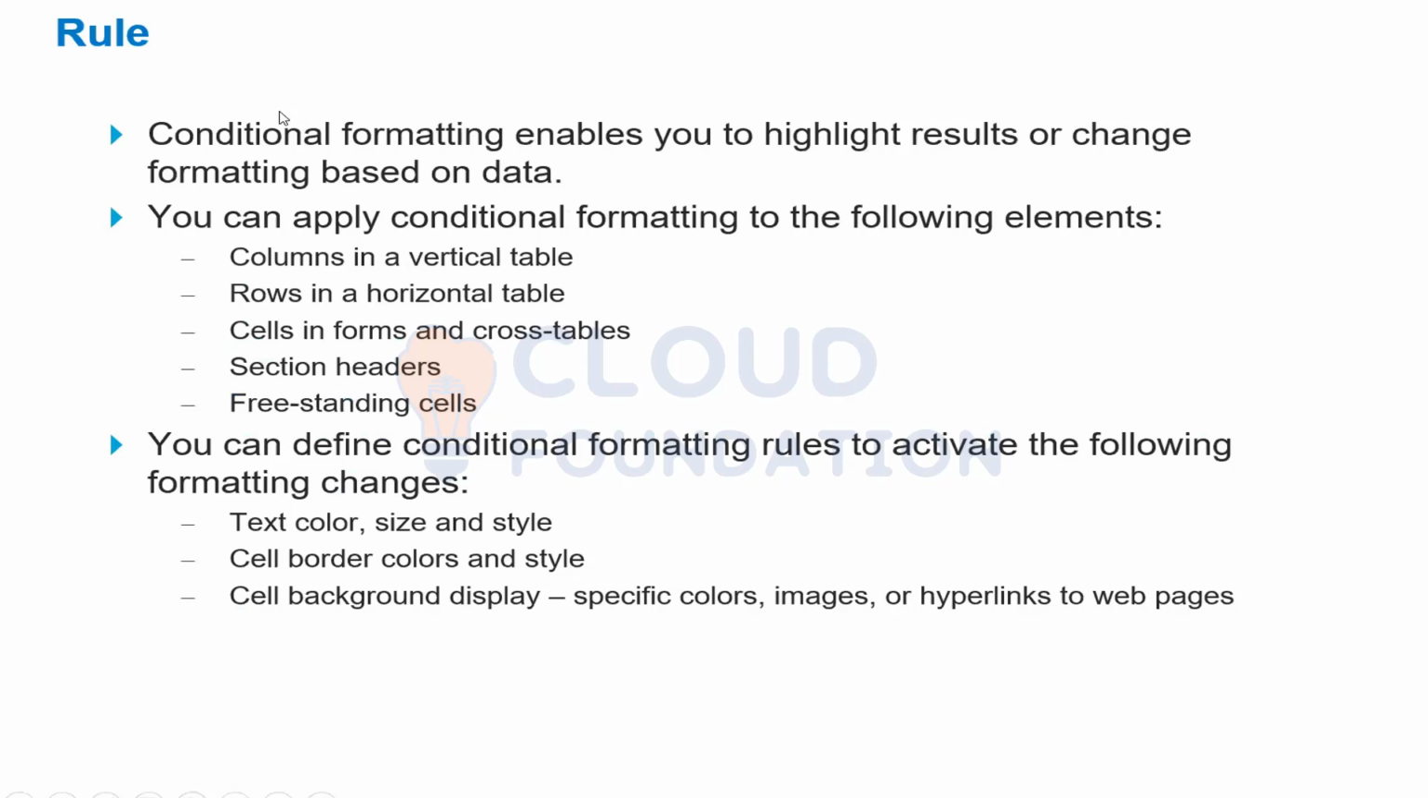And we have one more great feature in Web Intelligence, that is conditional formatting. Conditional formatting enables us to highlight results or change formatting based on data. We can apply conditional formatting to the following elements. Highlighting results means we can create some alerts, some rules to show or highlight the data which pass our definition. Like we can say if sales revenue is more than 1 lakh, show that in green color. If it is less than 20,000, show that in red color.